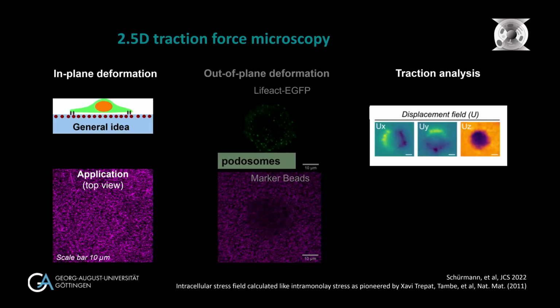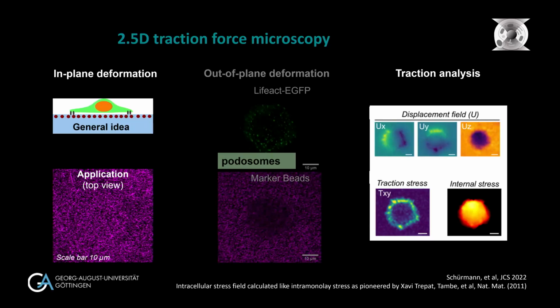And the reason is very simple. It's not really 3D because we're still on a 2D surface, but we actually measure something in the third dimension. That's why it's called 2.5D. Anyone can discuss that, but that's typically what's done in the field. And from that, you can then get traction stresses. You can calculate the stresses that the cells are applying on the substrate.